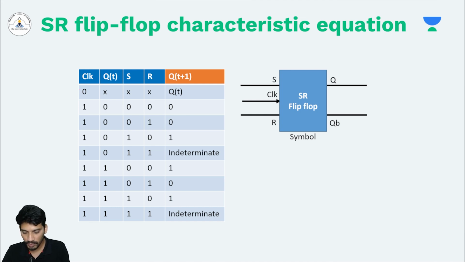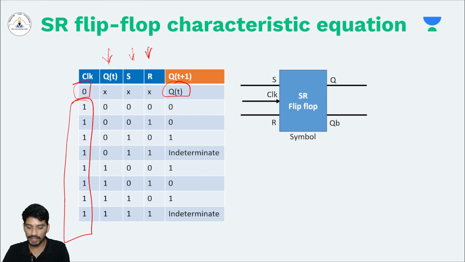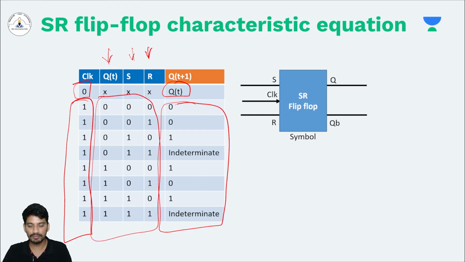As I already explained, if my clock is 0, then no matter what the inputs Q and S and R are, my output should always stay in its own state. When the clock is 1, only then will these things affect my output. So if my clock is 1 and my Q is 0 and S is 0 and R is 0, what I told was, if both S and R are 0 and 0, it should stay in the same state.